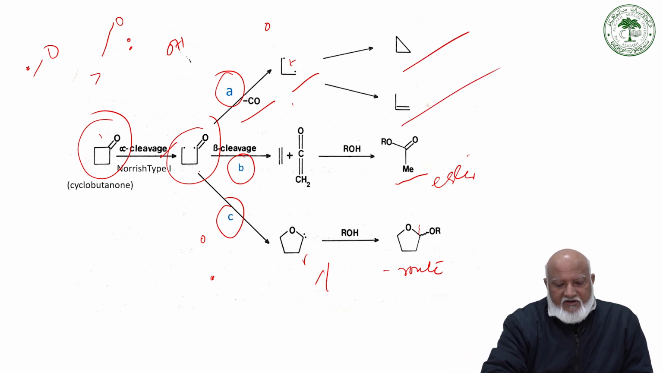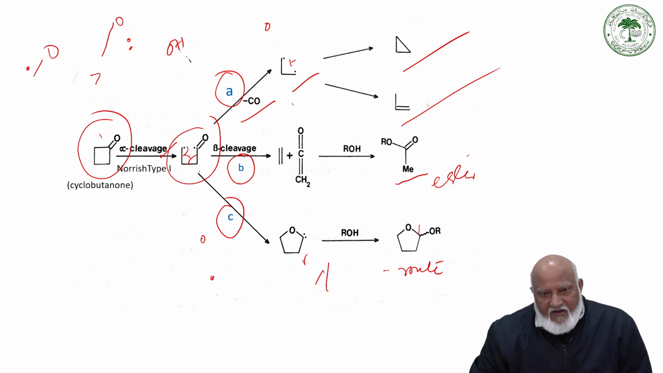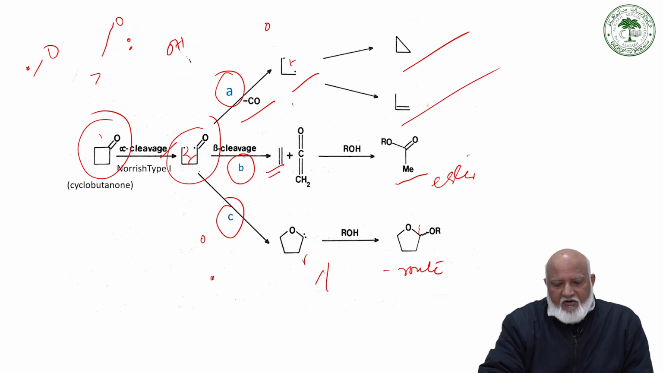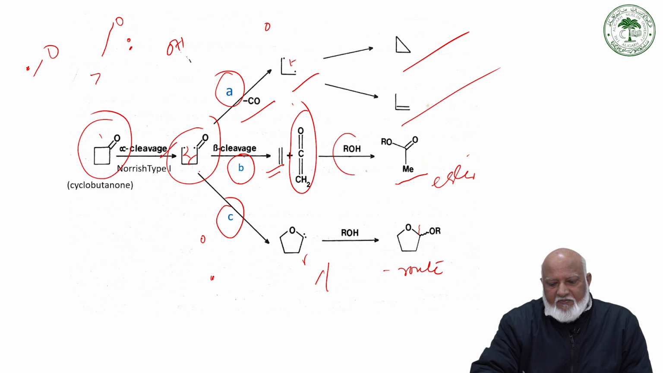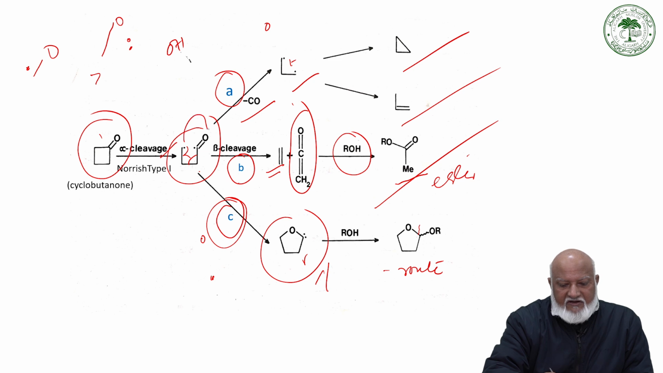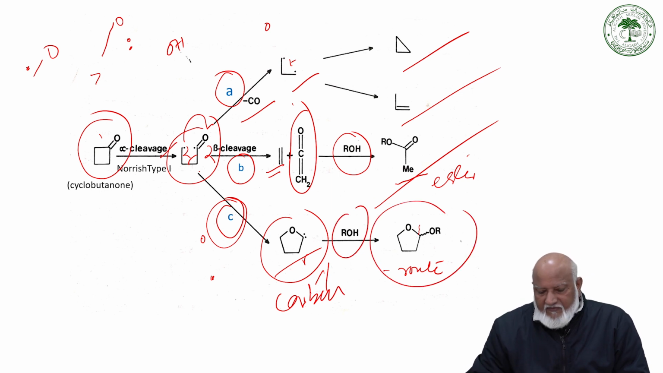Path B is beta bond cleavage. This can take place only in the case of cyclobutanone. In higher rings, it may not lead to loss of a neutral molecular alkene. This ketene formation in the presence of alcohol will give an ester. The third pathway is the ring expansion. This radical can attack on this, and then carbene formation, and then this decomposes in the presence of alcohol to give an ester.